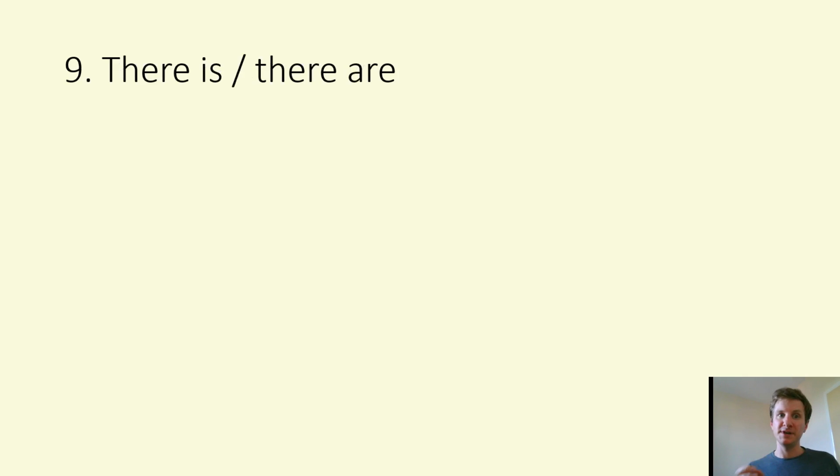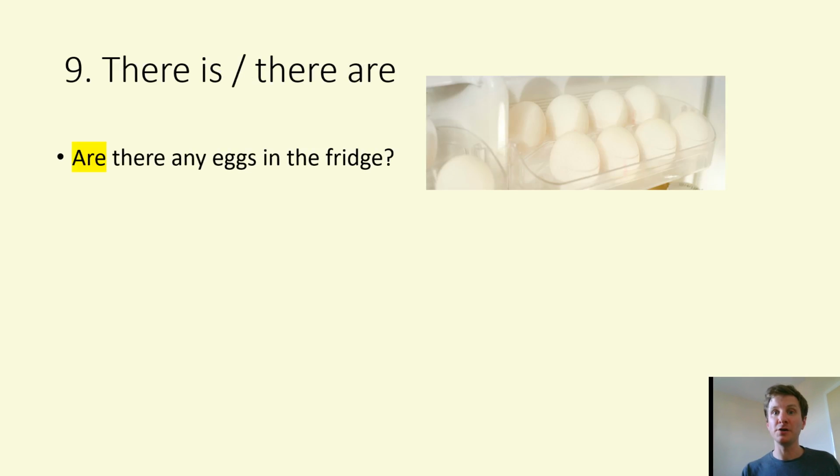Number 9, we use a be verb with there is, there are. For example, are there any eggs in the fridge? This is used to talk about whether something exists or whether you have something or not. So, are there any eggs in the fridge? Do you have any eggs in your fridge?